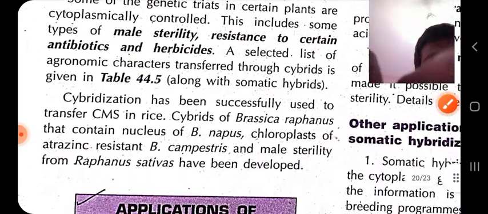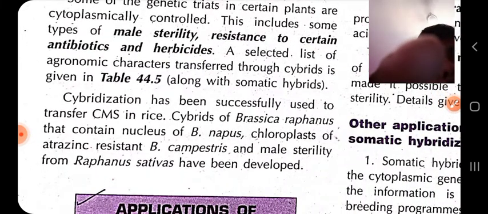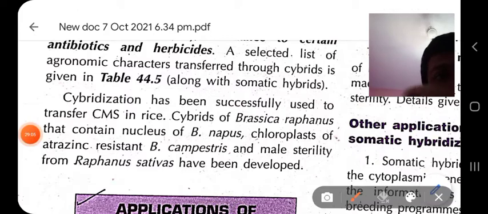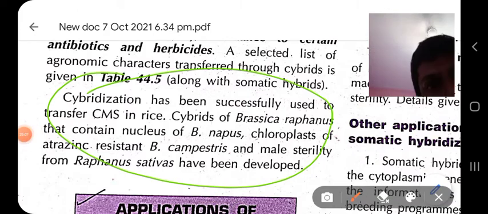Cybridization has been successfully used to transfer CMS in rice. That means with the help of the cybridization technique, we can transfer the cytoplasmic male sterility in rice plant. Like hybrids from Brassica raphanus contain nucleus of Brassica napus, chloroplast of atrazine resistant Brassica campestris, and male sterility from Raphanus sativus has been developed. So much combination of genomes has been done here.